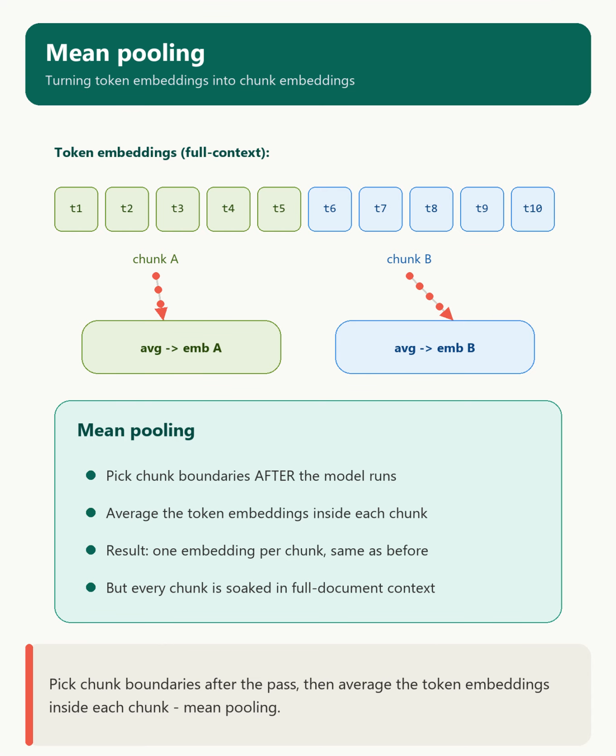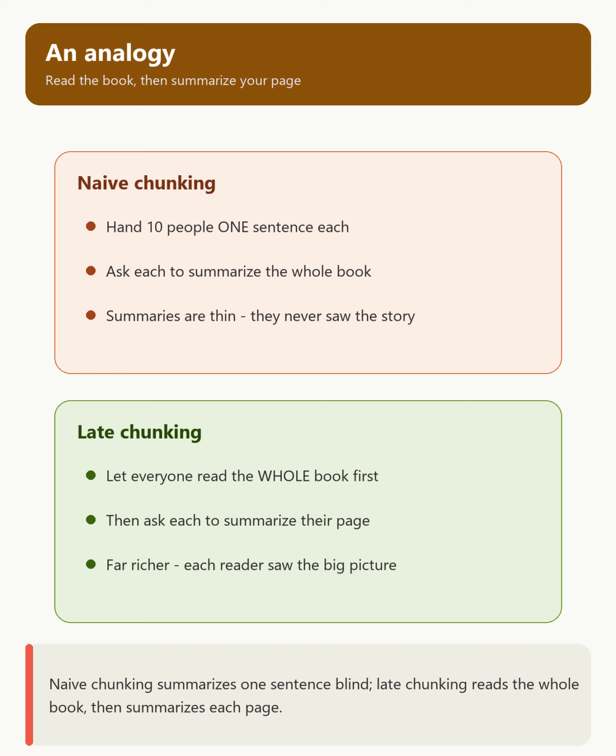After the model has processed the full text, you decide where the chunk boundaries are. Then for each chunk, you take all the token embeddings that fall inside it and average them together. This is called mean pooling. The result is one embedding per chunk, just like before, but now every chunk embedding is soaked in full document context.